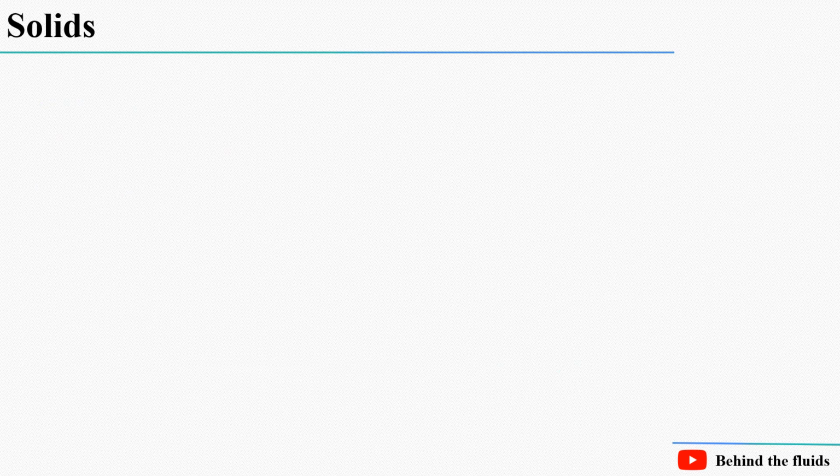A solid is a substance that resists shear stress. In simple terms, this means that if you push on one side of a solid, in this example a cube made out of metal, it doesn't just keep moving or flowing, it's going to hold its shape.